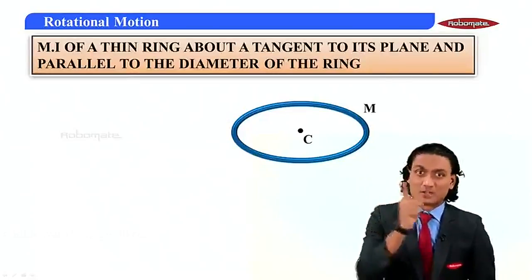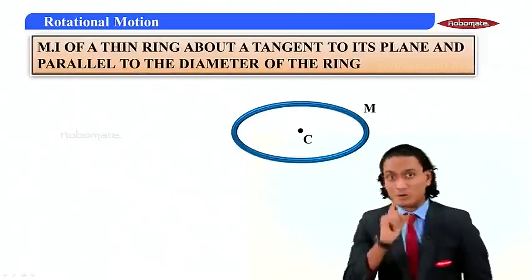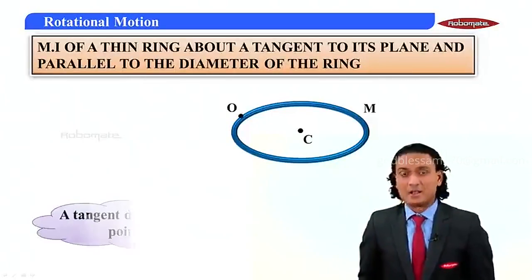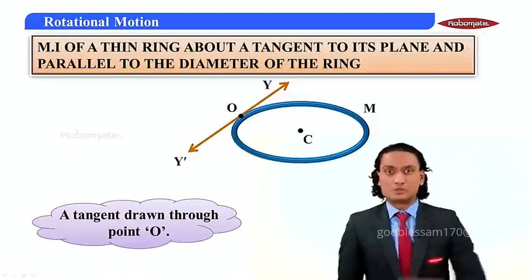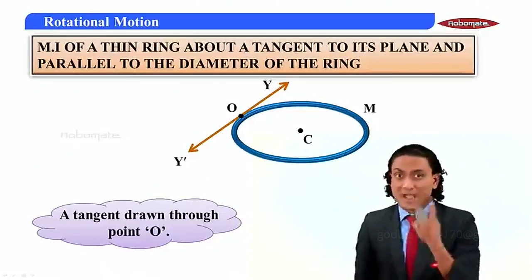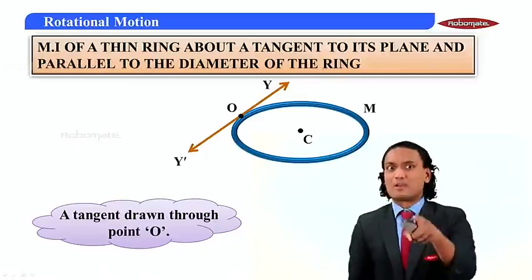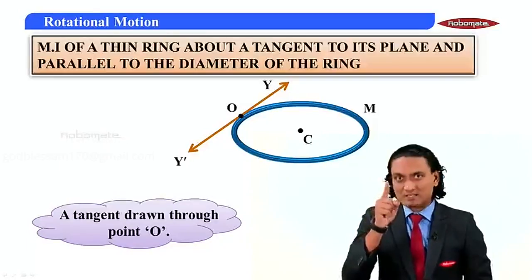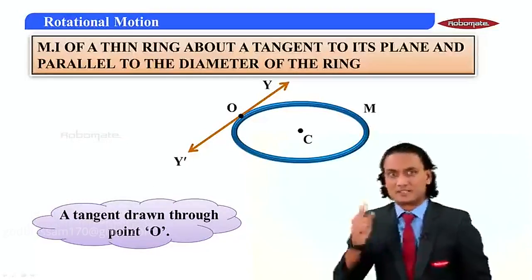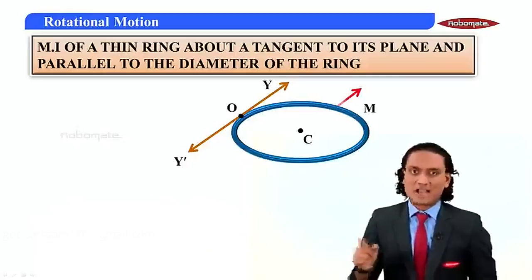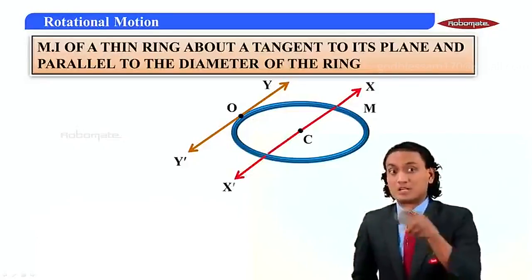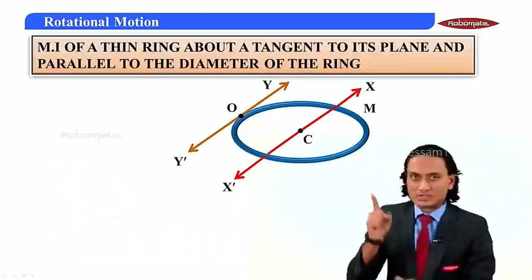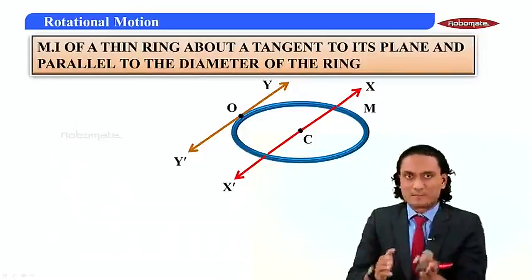Moment of inertia of a thin ring about the tangent to its plane. So I have to draw a tangent. Let me take point O on the circumference of the ring and let me draw a tangent through point O. So y dash is the tangent through point O and this tangent is in the plane of the ring. This tangent is parallel to the diameter of the ring. Now, I will draw one more axis, x dash, passing through the diameter of the ring. Y dash and x dash both are parallel to each other.